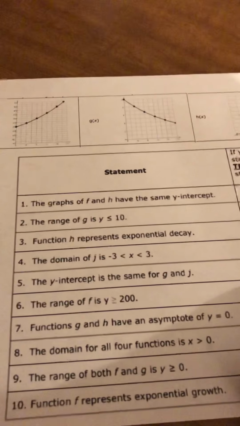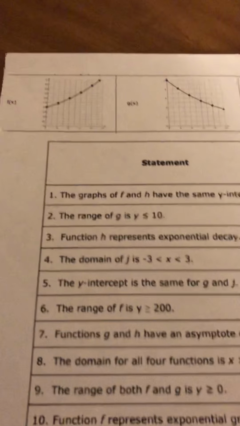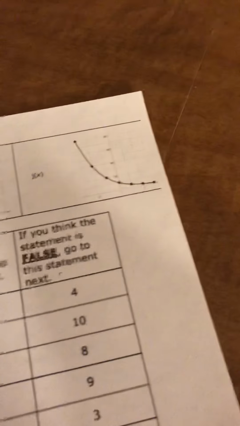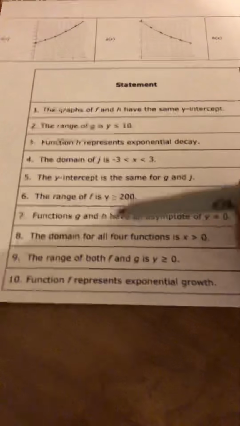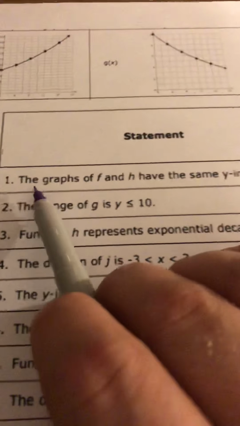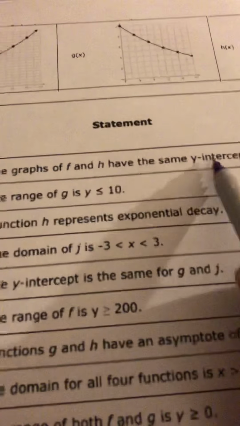Okay, so this is exponential functions. This side of your worksheet, you see you have four exponential graphs at the top, and then at the bottom you have 10 statements that you have to decide if they're true or false. So we'll look at the first one just to show you how this works. The graphs of f and h have the same y-intercept.